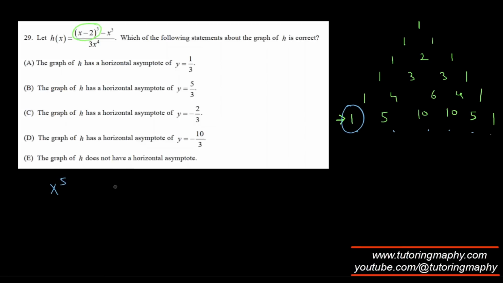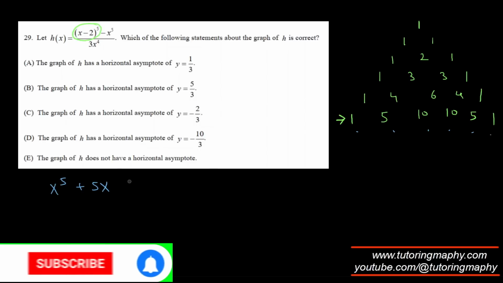So I'm going to make the Pascal's triangle here: 1, 1, 1, 1, 2, 1, 1, 3, 3, 1, 1, 4, 6, 4, 1, and I think I'm going to write another one. So 1, 5, 10, 10, 5, 1, and this is what I'm interested in. Now, when I open this up, I'm going to have these as the coefficients, and the greatest power will obviously be x raised to 5 with a coefficient of 1.